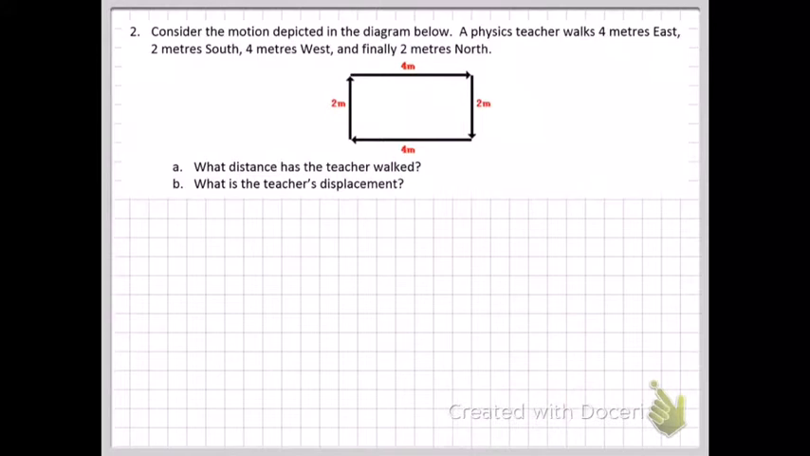Second question. Consider the motion depicted in the diagram below. A physics teacher walks 4 meters east, 2 meters south, 4 meters west, and finally 2 meters north. Part A. What distance has the teacher walked? Well, distance is the total length of the path travelled. So all we have to do is add up those 4 distances, and the answer is 12 meters.